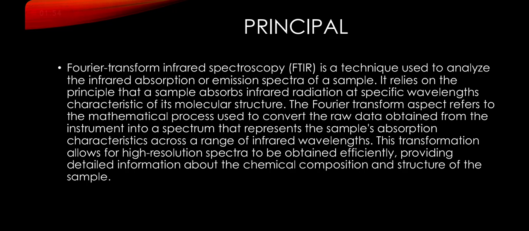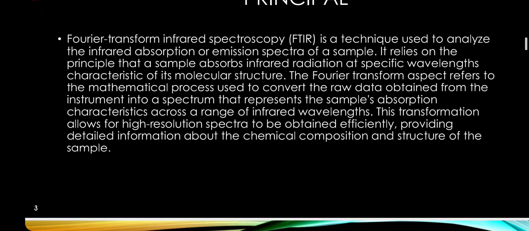The Fourier transform aspect refers to the mathematical process used to convert the raw data obtained from the instrument into a spectrum that represents the sample's absorption characteristics across a range of infrared wavelengths. This transformation allows high resolution spectra to be obtained efficiently, providing detailed information about the chemical composition and structure of the sample.